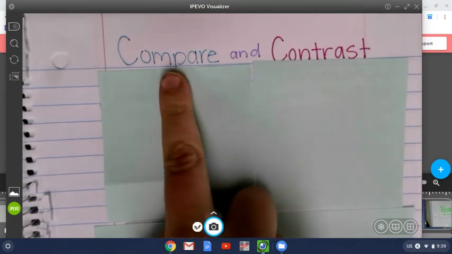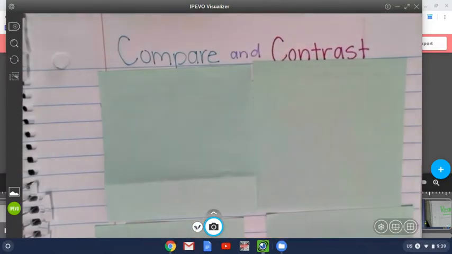At the top of your paper, you can write compare and contrast. Make sure your compare and your contrast are in 2 different colors. I made mine blue and red.